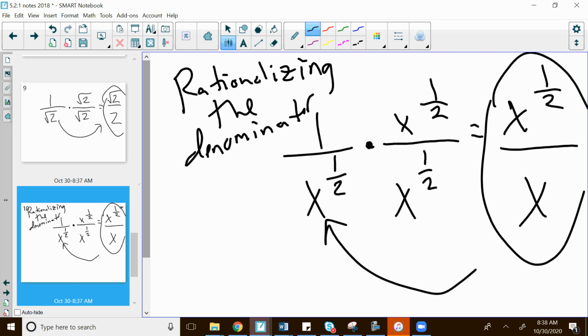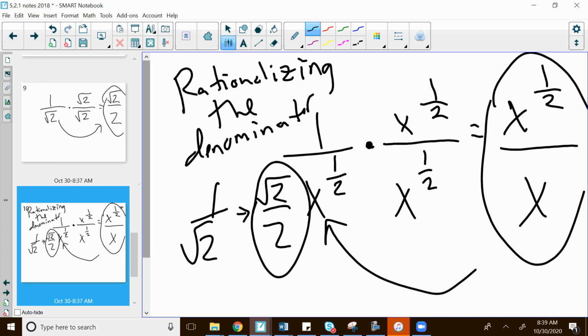And this is exactly like 1 over the square root of 2, how that became the square root of 2 over 2. This is exactly what happened with 1 over x to the 1/2. That became x to the 1/2 over x. It literally did the same exact thing that this did, okay? So this is actually simplified. If you have a fractional exponent in the denominator of a fraction, you have to rationalize it.